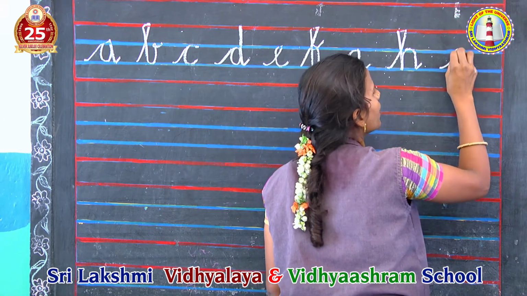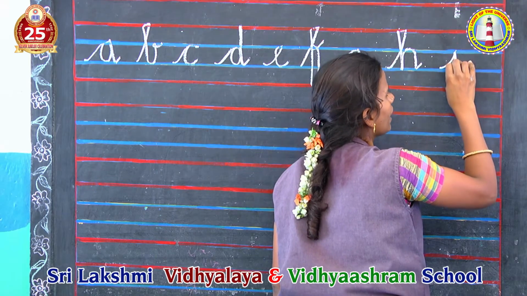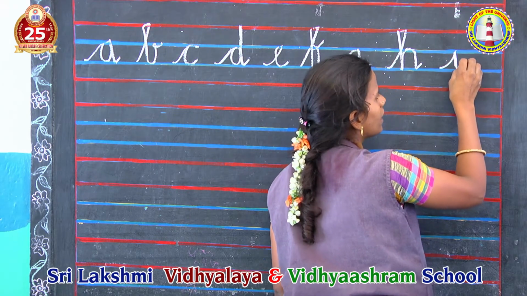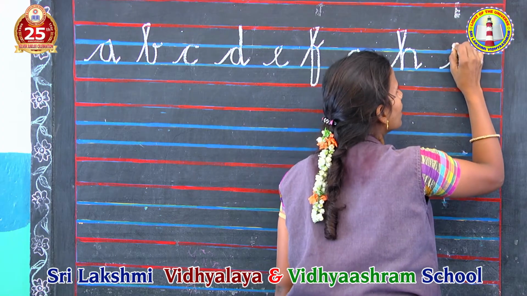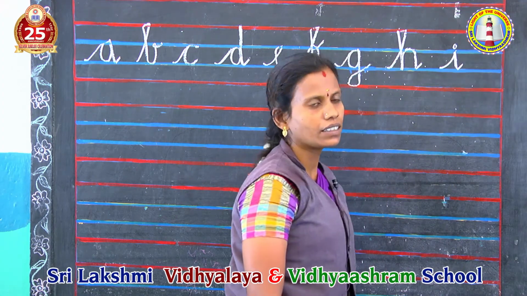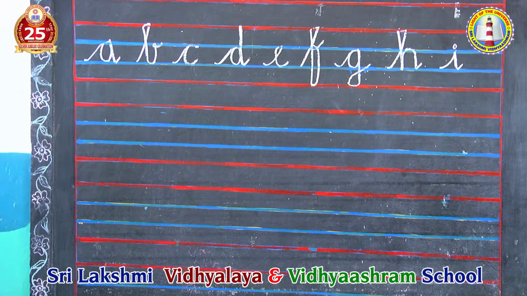Draw a stroke line and then standing line and then small slanting line and then add a dot. It's called I. Next, we write the letter J.